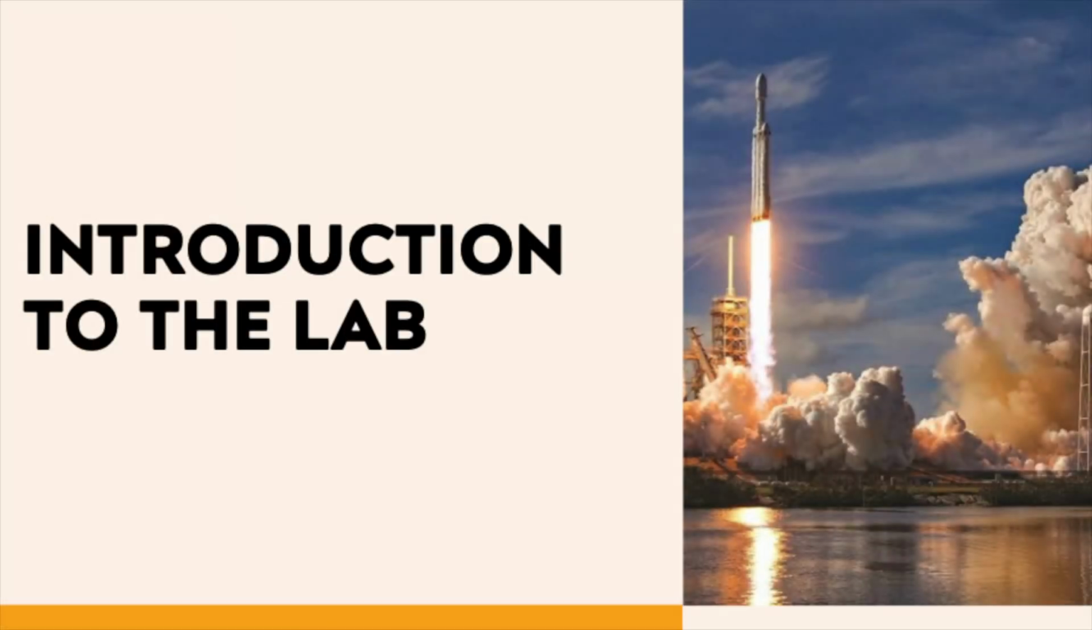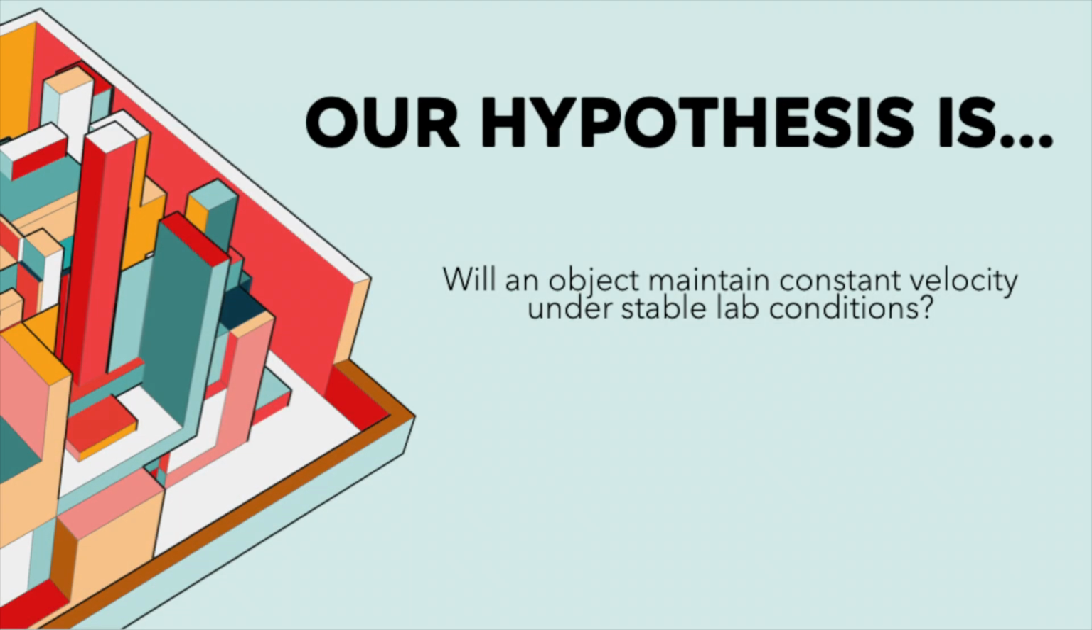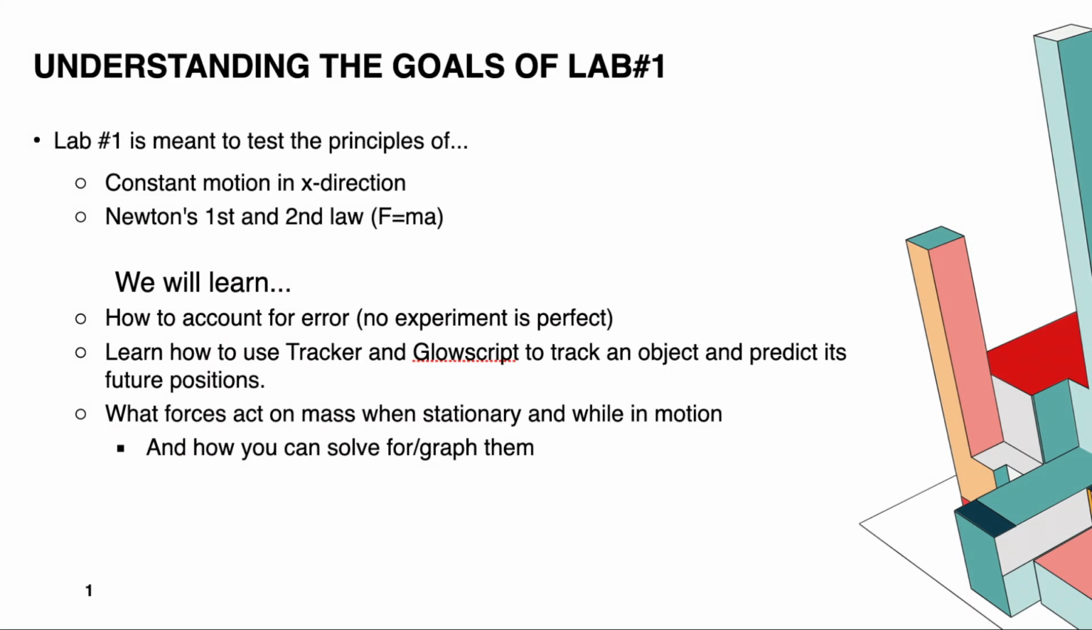Introduction to the lab. For this experiment, our hypothesis is, will an object maintain constant velocity under stable lab conditions? In order to understand our goals for this experiment, we have to look over the principles, which are constant motion in the x direction and Newton's first and second law. We will learn about how to account for errors in experiments, how to use Tracker and GlowScript to track an object and predict future positions, and what forces act on mass when stationary and while in motion.